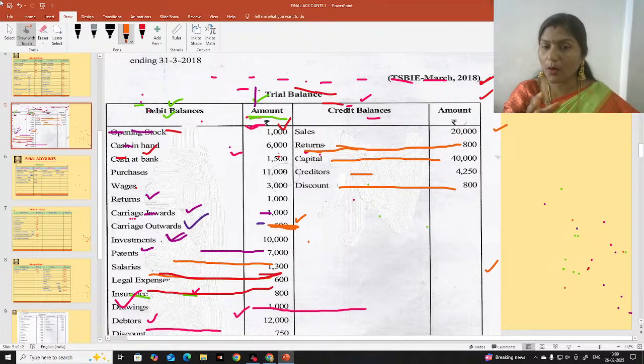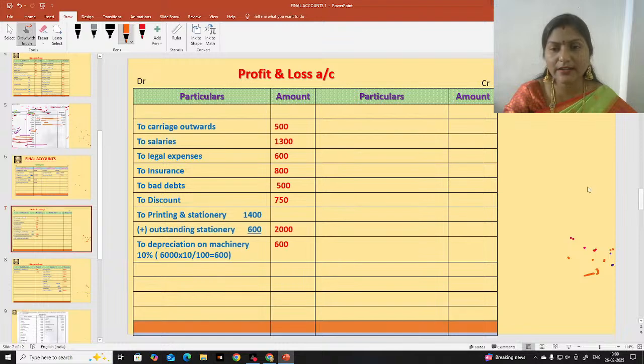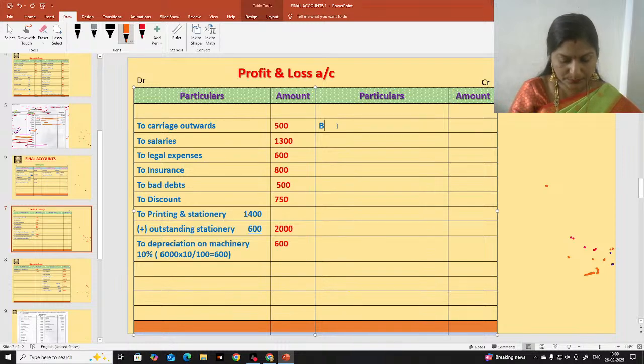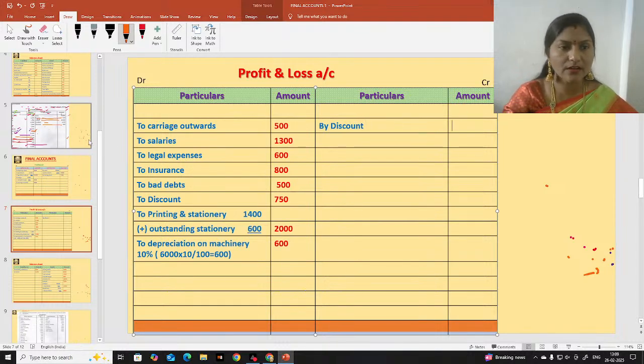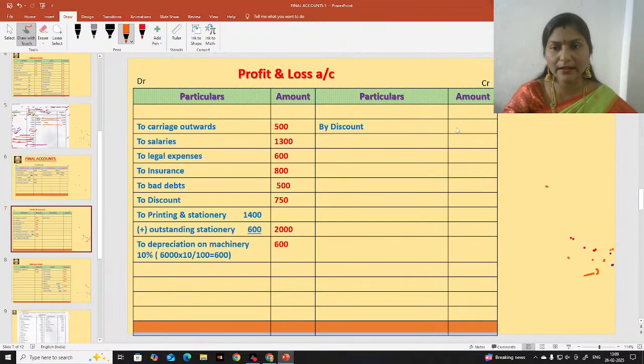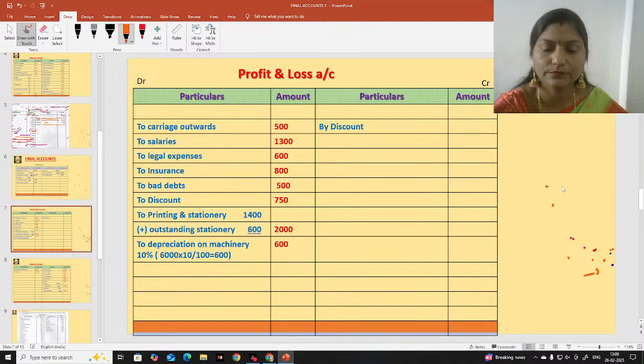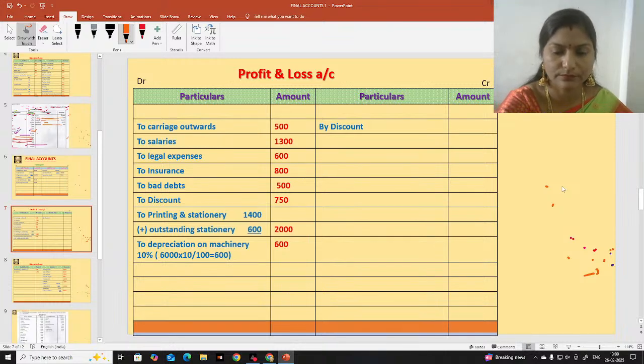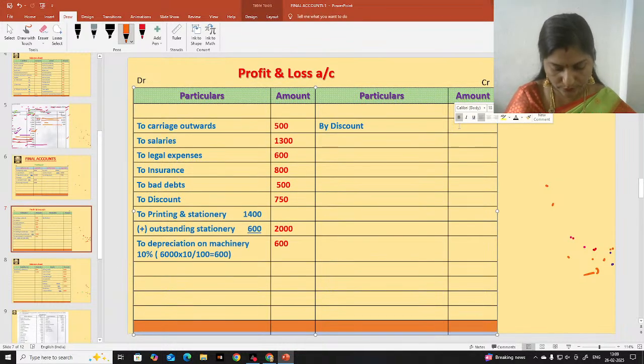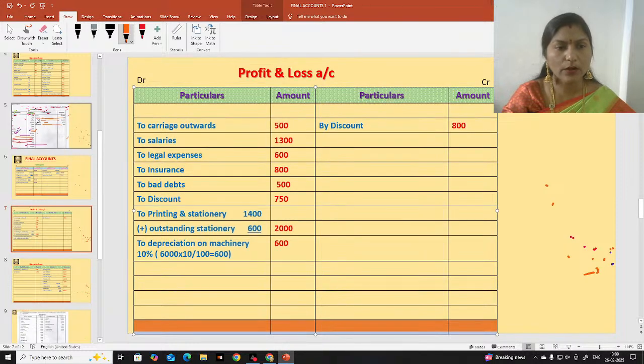side. Okay. So now discount is appearing on credit side in the question, so we too have to record in the profit and loss account credit side. So discount is how much? 800. Let us record in profit and loss account credit side. By discount, 800 rupees. Let us record 800 here in the amount column.